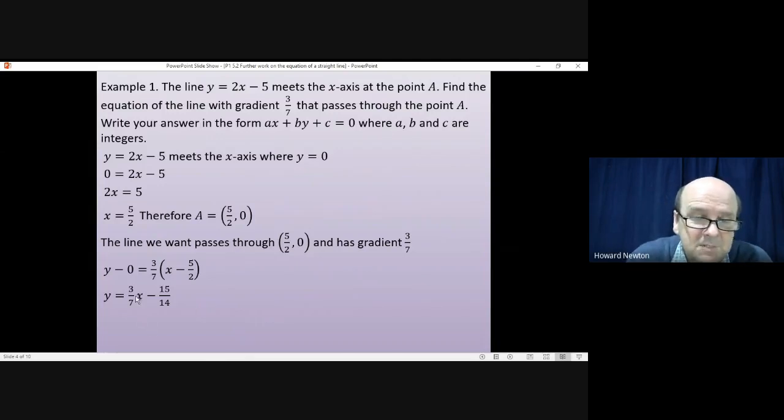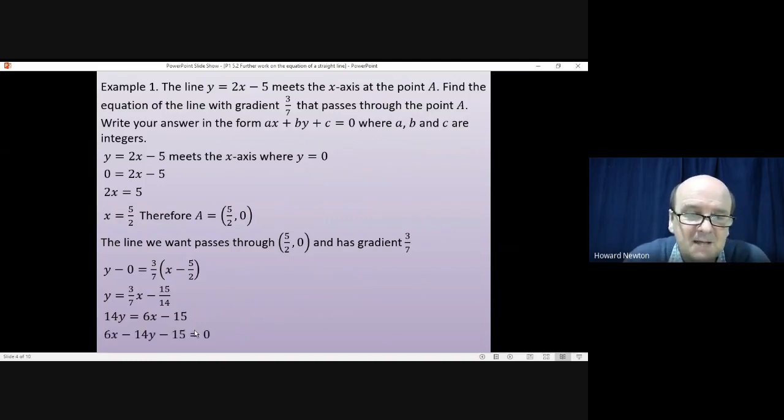Now, that is y equals mx plus c, so the gradient is 3/7, and minus 15/14 would be the y-intercept for this straight line. But we've been asked to write the answer in the form ax plus by plus c equals 0, where a, b, and c are integers. To change these fractions into integers, the quickest way is to multiply everything by the lowest common multiple of 7 and 14, the numbers on the bottom of the fractions. Well, the lowest common multiple is 14. So if I multiply through by 14, the fractions will go. And I'll get 14y is equal to 6x minus 15.